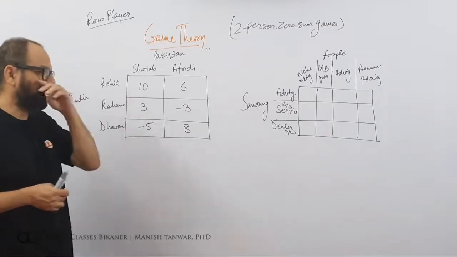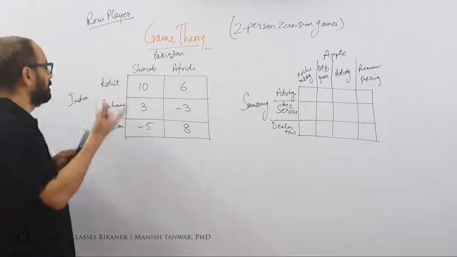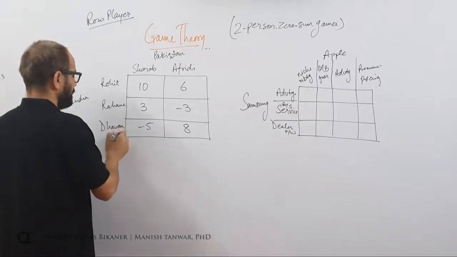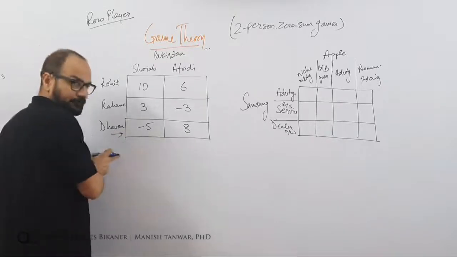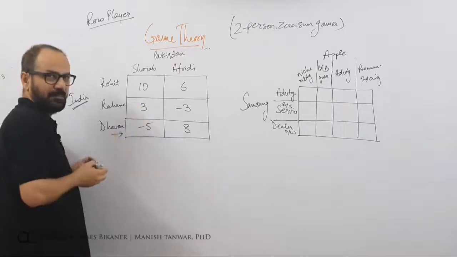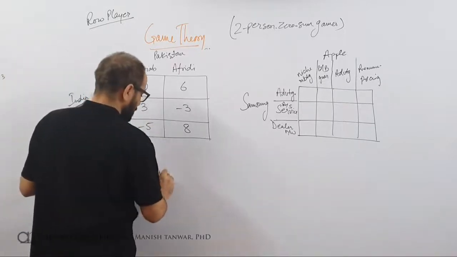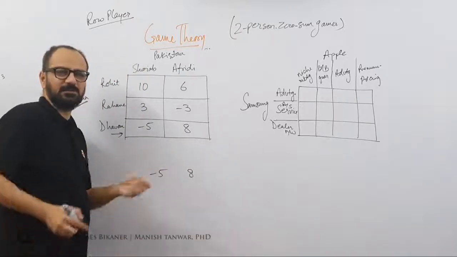Now, if this were the game, how do we play it? You take any chance. You say that I will be sending in Dhawan. If India decides that Dhawan will go out and bat, what are the chances Dhawan will score? Either Dhawan will be scoring -5 or he will be scoring +8.